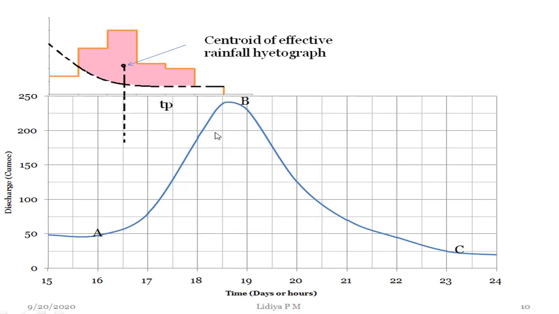The hydrograph therefore gradually rises and reaches a peak value at time Tp. This time is called time lag or basin lag or time to peak. That is, it is measured from the centroid of effective rainfall to the peak of the hydrograph.